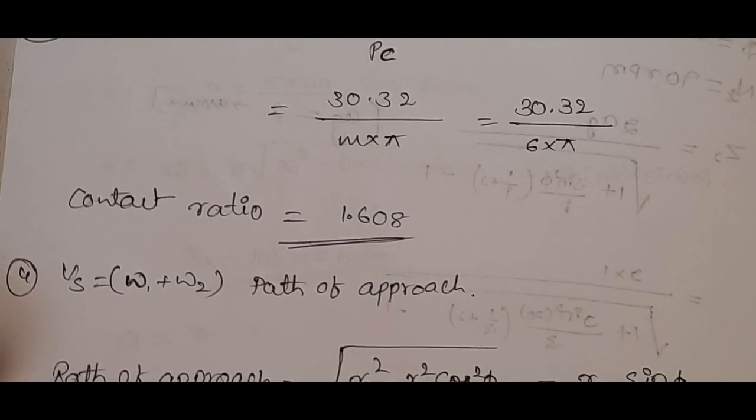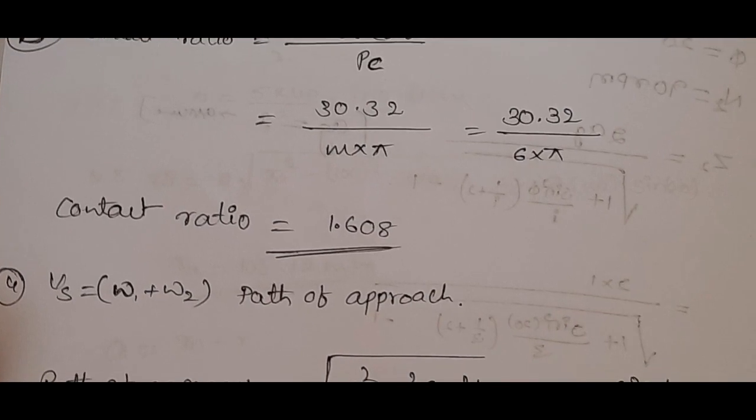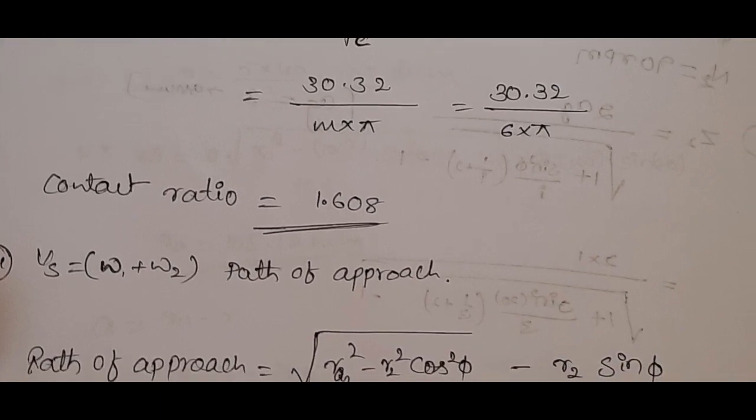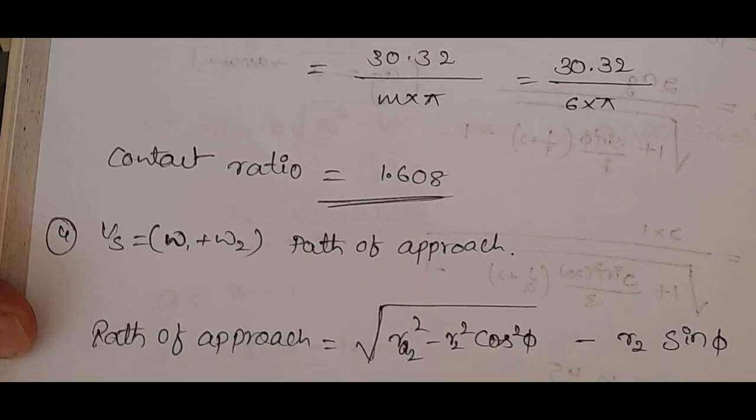You can't write it as it is, you can write the value nearer to 2. So write it as approximately equal to 2. What is the contact ratio? Approximately equal to 2. The last one, the velocity of sliding, we need to find out.